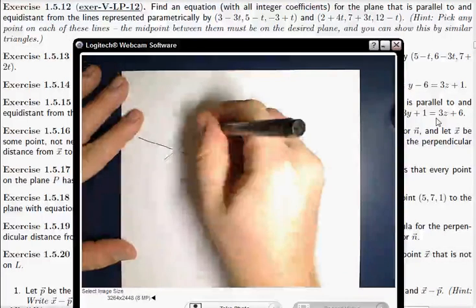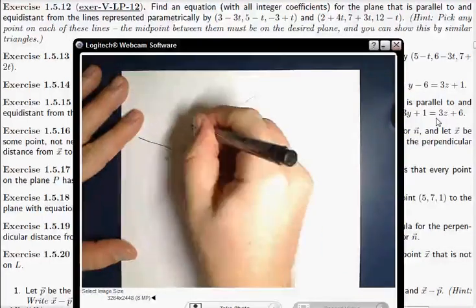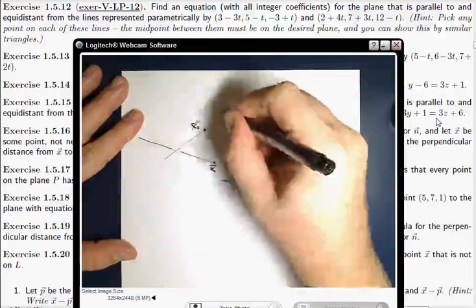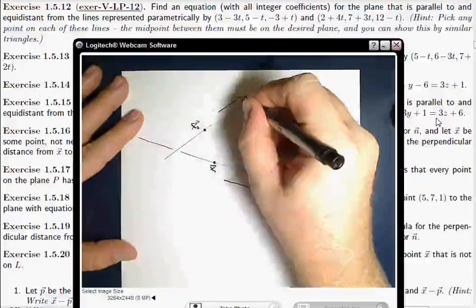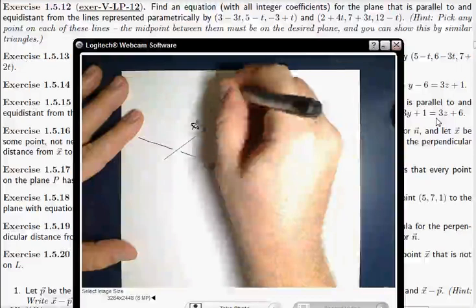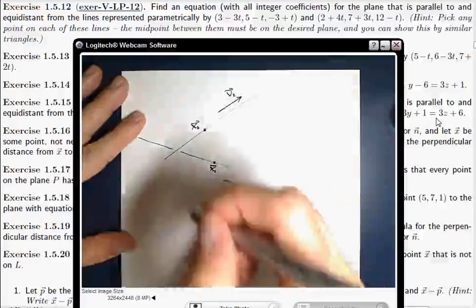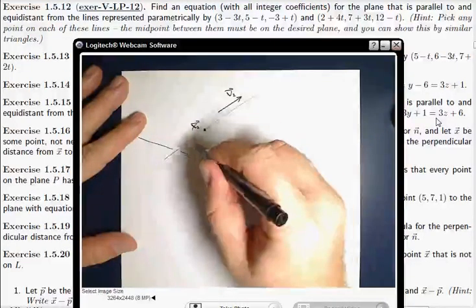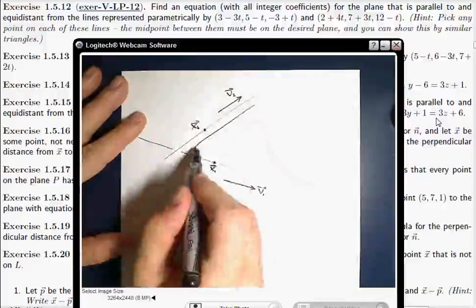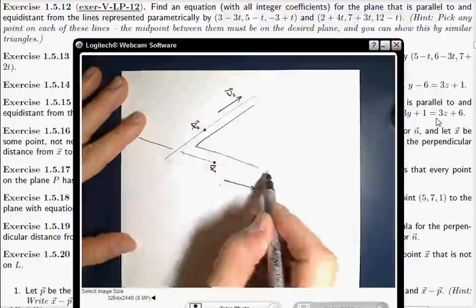And then there's an x2 and a direction vector v2. Okay, so we're looking for this plane that's kind of equidistant from both and parallel to both.